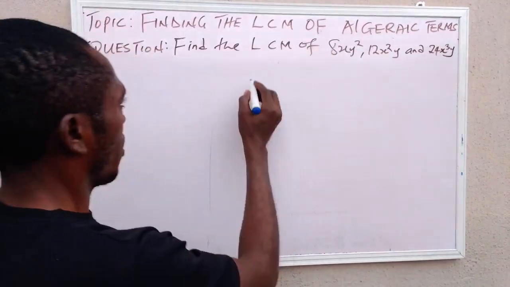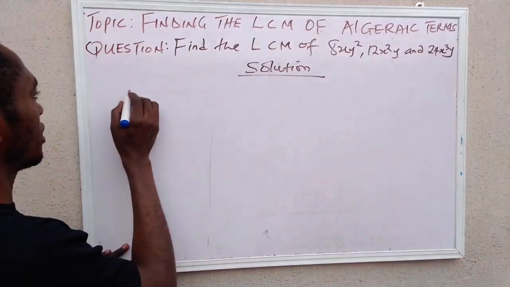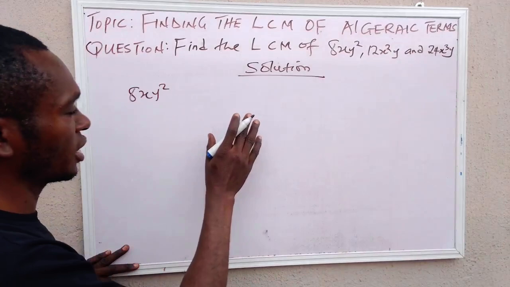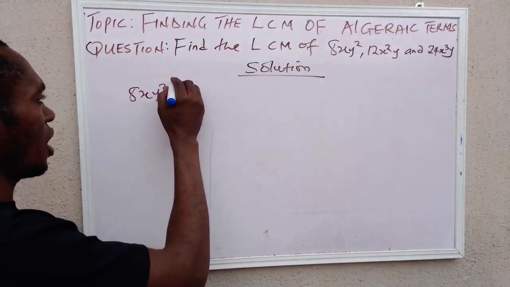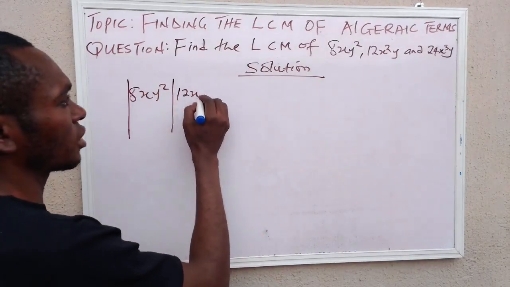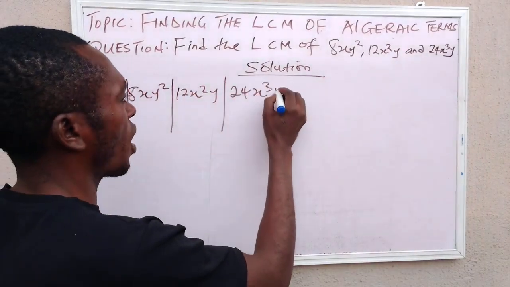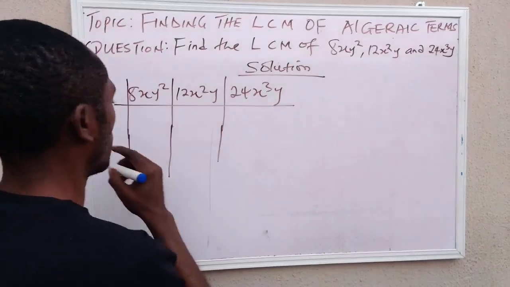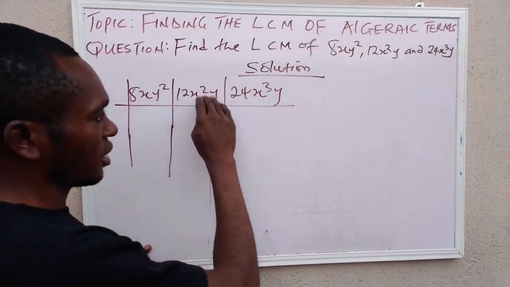Now look at this. We have the question. The first term here is 8xy squared. Now I'm going to use a tabular form, just like I said. We'll solve it in a tabular way. So I have the first term written here. The next one is 12x squared y, and then the next one is 24x cubed y. Now this is what I'll have, and you rule this. Now what you do is this: since you have letters here, and letters here.